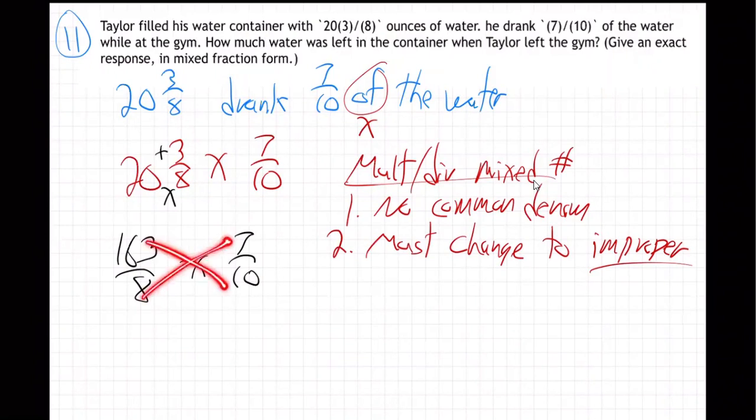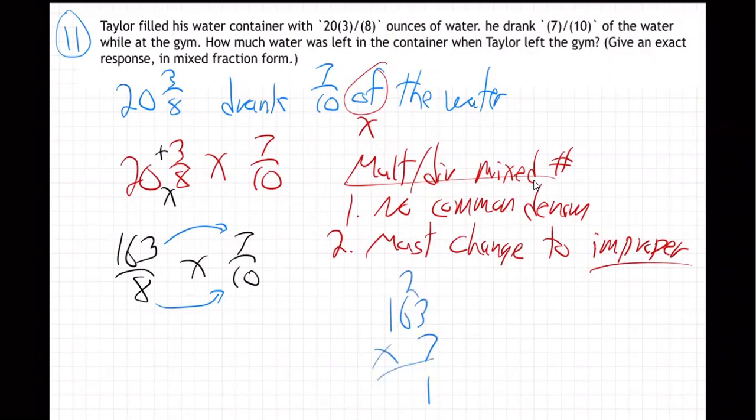So now to multiply these, it looks like we cannot cross cancel, right? These guys have nothing in common. So just go straight across: 163 times 7, 8 times 10. I need a calculator too. Let me do it over here on the side. That's 1141. So 1141 over 80, right?